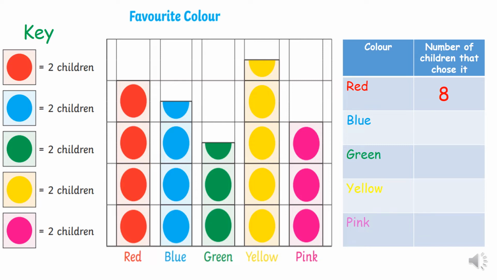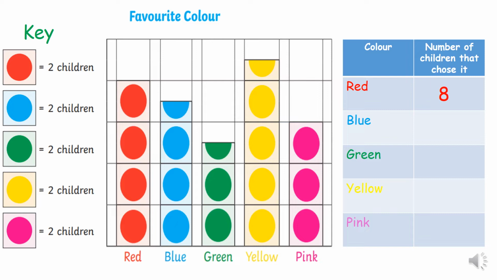Let's have a look now at how many children chose blue as their favourite colour. Have a look at the blue part of the pictogram, and you might notice something a little bit strange. I can see 3 blue counters, 3 blue circles, but the one at the top is a half counter. What do you think that might mean? That means it's only half of 2. What is half of 2? It's 1. Good. So if we see half a counter, that means it's not representing 2, it's representing 1.